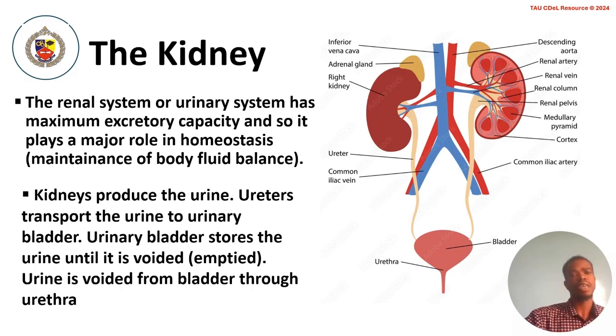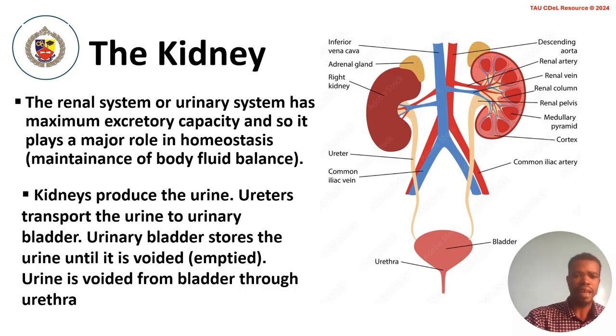The renal system or urinary system has maximum excretory capacity, and so it plays a major role in homeostasis, such as maintaining body fluid balance, acid-base balance, and electrolyte balance. And how does it maintain acid-base balance? By the reabsorption of bicarbonate and excretion of hydrogen ions. The kidney also produces urine as waste, those things that are not needed in the body. The kidney filters them and excretes them in the form of urine.